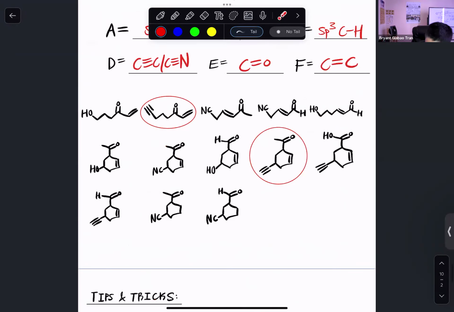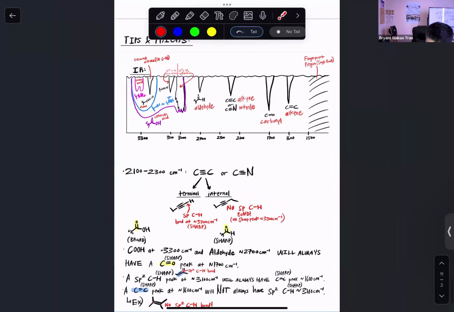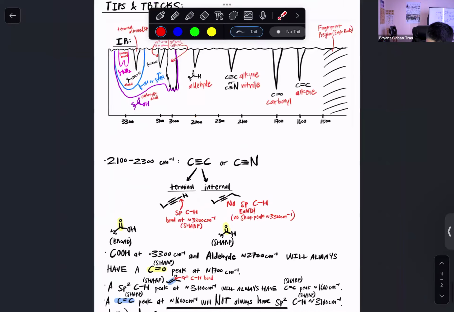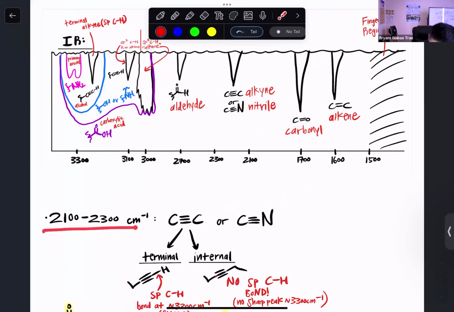I can send you guys this document, a blank copy of it, and then have you guys practice on your own time. But here are some tips and tricks for interpreting an IR spectrum. If you see 2100 to 2300, think of the triple bond region. I'll send it to you guys through Discord after the session for you to practice on your own. If you have questions, you can ask me through Discord or in office hours. I could explain it more clearly in office hours.